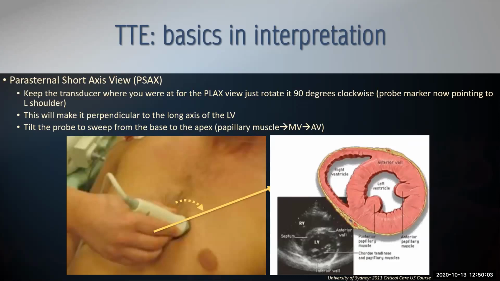If we look at the PSAX, we keep the transducer in the same location and just rotate about 90 degrees, so it's going to be perpendicular. As a result, we're going to get a straight-cut, coronal-type view. You're going to tilt that probe to sweep from the base to the apex. If you correlate the anatomy with this image to the ultrasound, you can see that we can get a good view of the left ventricle and maybe look for wall motion abnormalities at the septum or the lateral or inferior wall. And then we're also going to be able to look at the right ventricle.